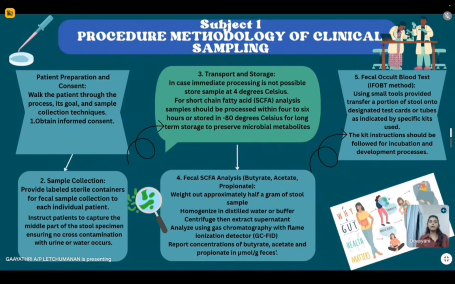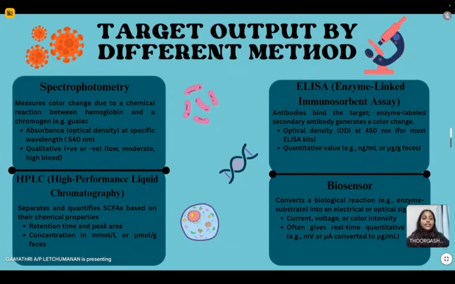Lastly, fecal occult blood test, the iFOBT method, which uses small tools provided for transferring a portion of stool into designated test cards or tubes as indicated by the specific kits used. The kit instructions should be followed for the incubation and development process. Next, I am going to explain about target output by different methods.